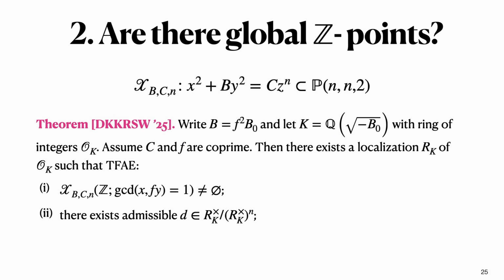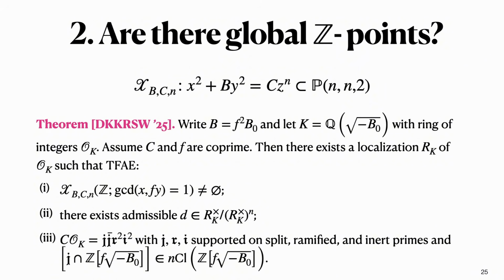And there are two ways that you have to answer this question. The first one is there exists an element in the quotient of the units of Rk mod the end powers of units of Rk. And I'm not going to define what admissible is, but we just produce certain conditions for these elements of Rk to call them admissible, talking about valuations at different primes.